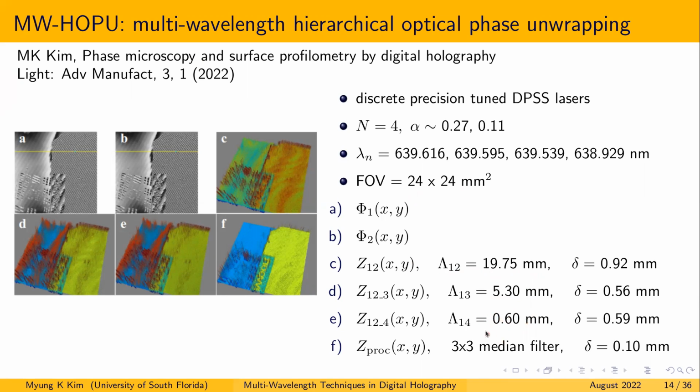1,4, is too short. That is, the alpha stepping factor between these two is 0.11, which turns out to be too small. And one can see that the noise in Z12 went from 0.92 to 0.56 millimeter, but the last one, Z124, has no improvement over Z123 because the alpha was too small.